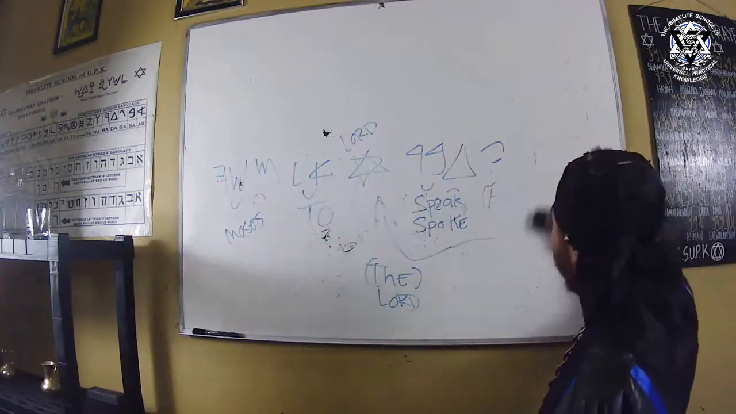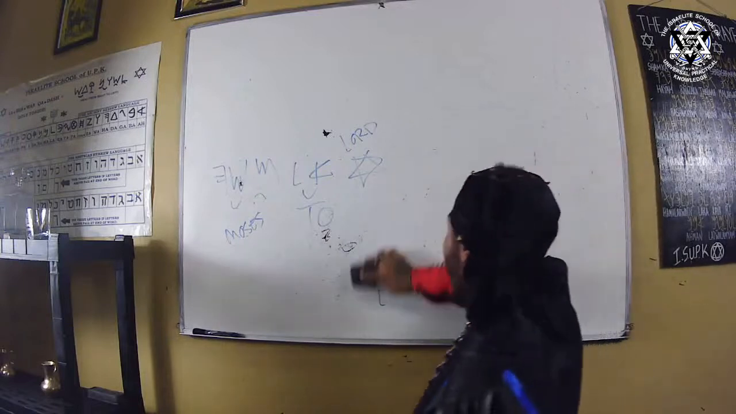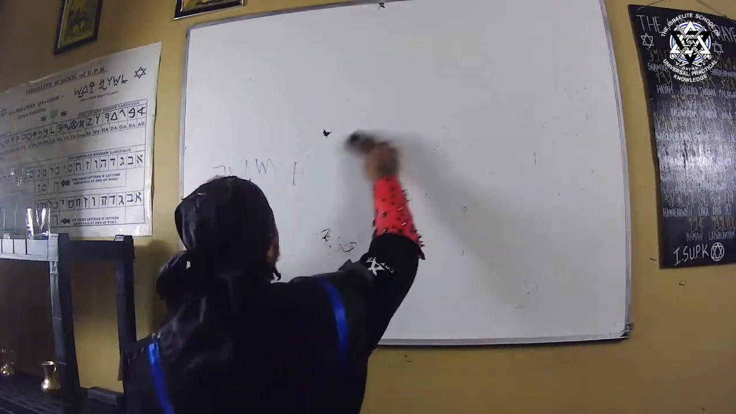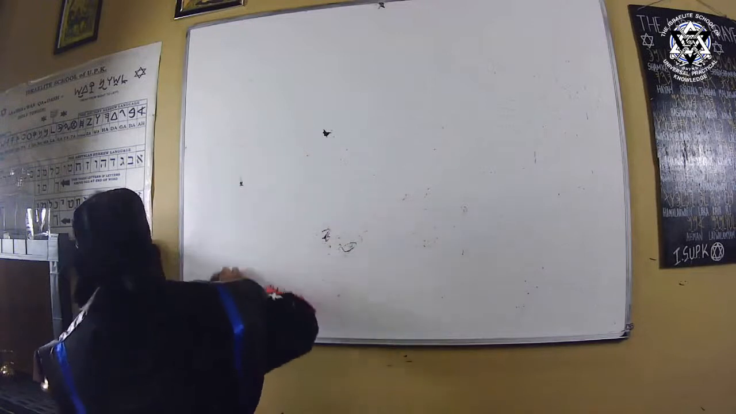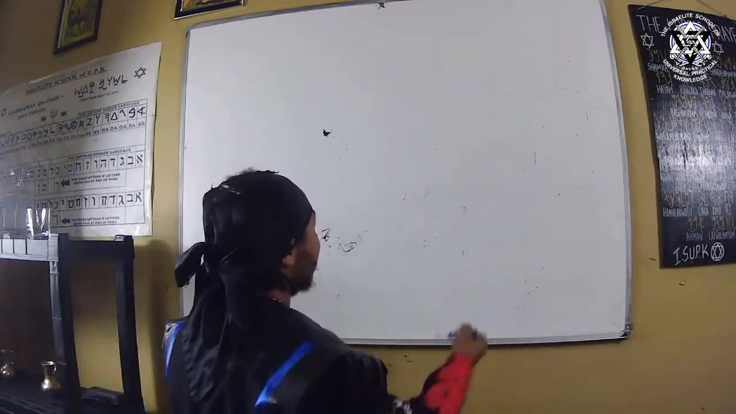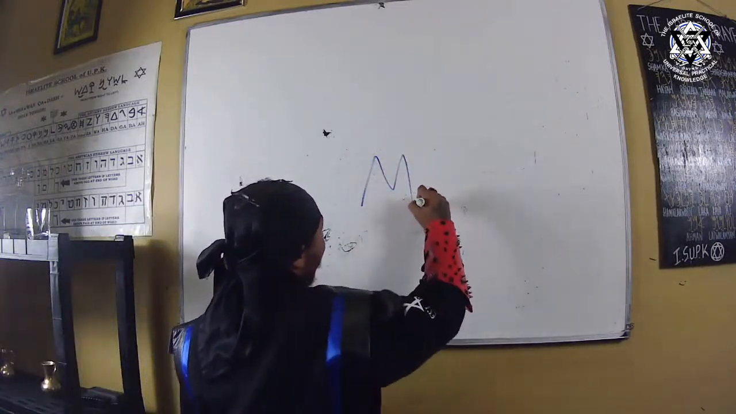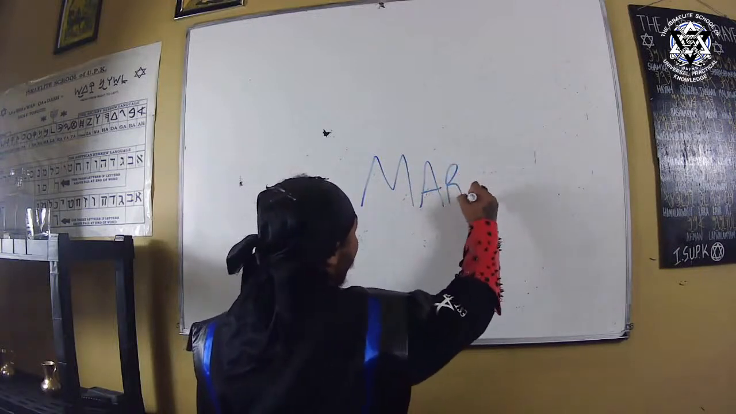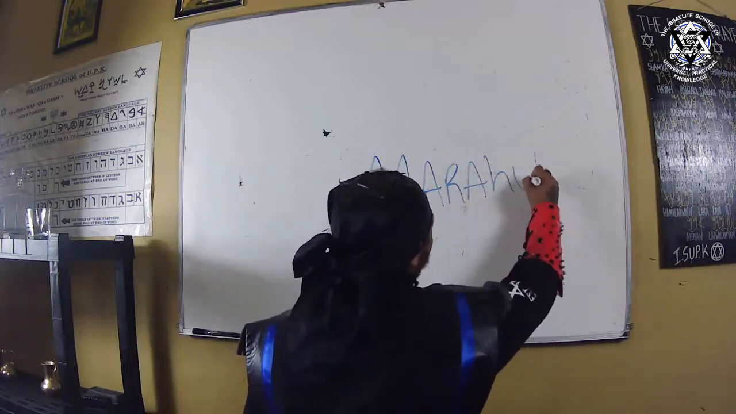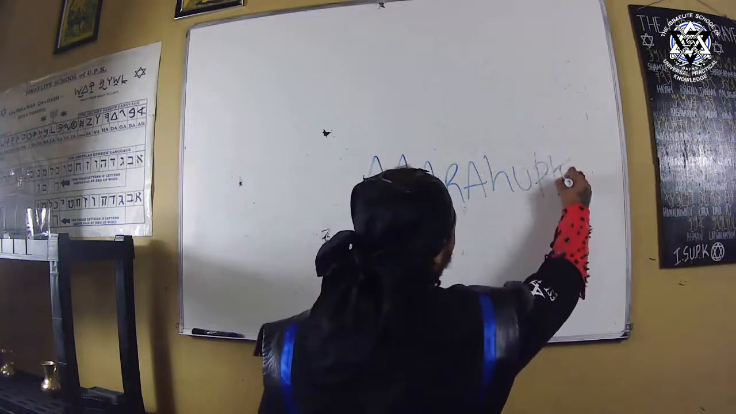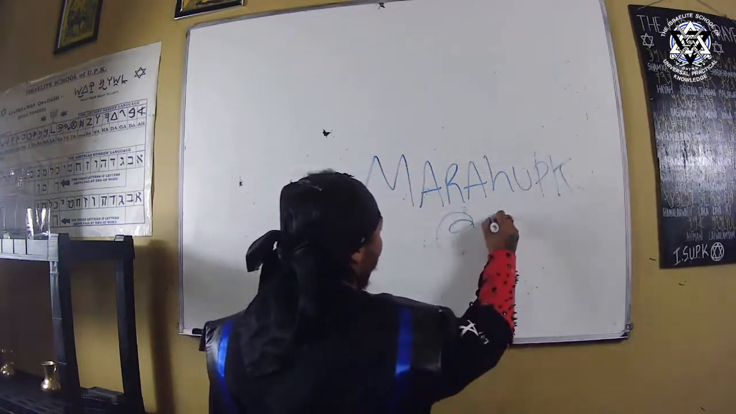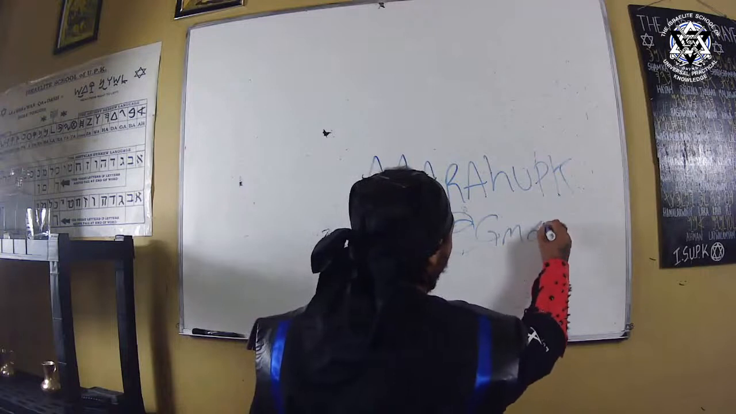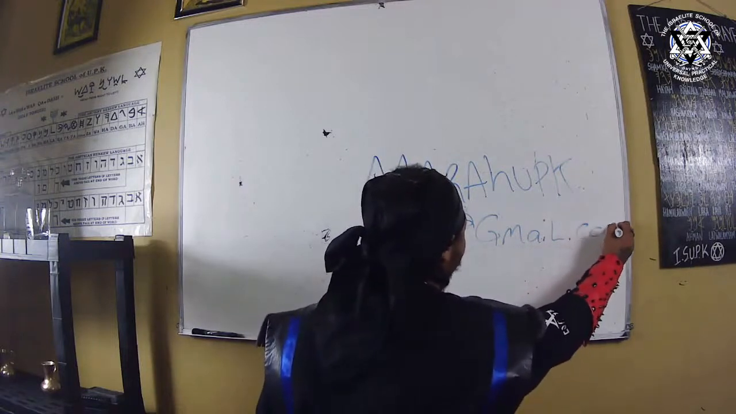Alright, hit me up. My email, marahupk@gmail.com. Request that Hebrew info. Go home and study, and cut everybody that is not in the UPK. Alright, marahupk@gmail.com. Okay, hit me up for the Hebrew info.